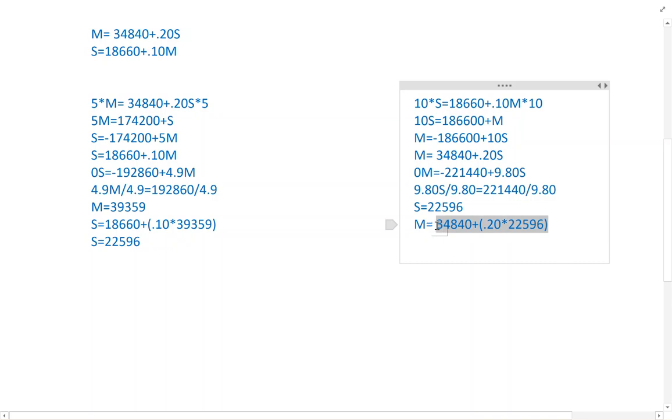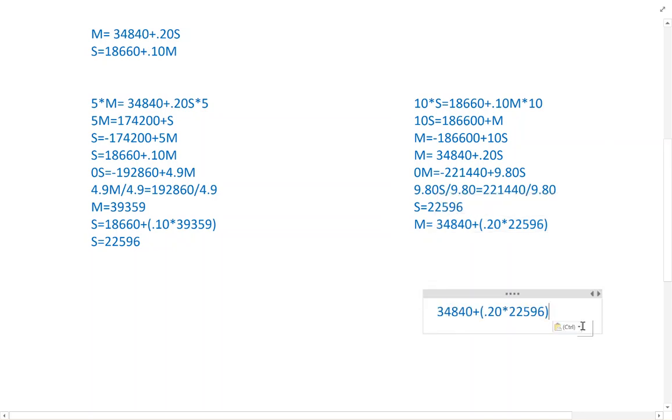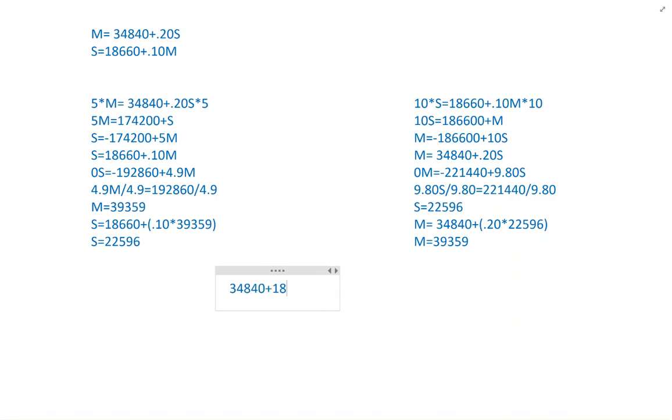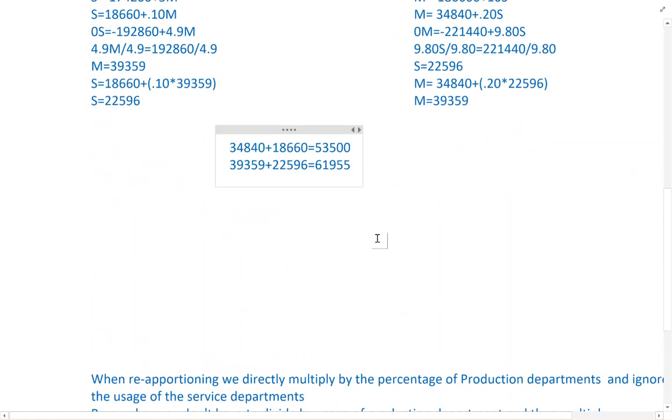So if I put equal sign, the value becomes 35,959, the same thing as that one. So whether you start with M or whether you start with S, it gives you the exact same answer. Now if I take the original figures, which are 34,840 plus 18,660, they become 53,500. But if I look at these figures found by this formula, we have 22,596 and 61,955, which is more than the original figure.